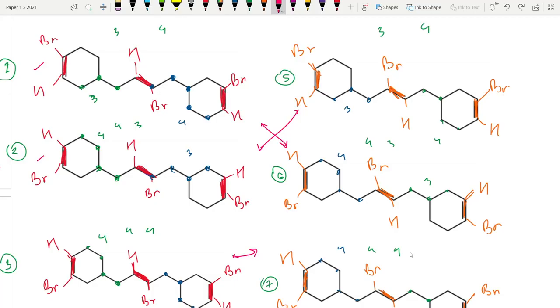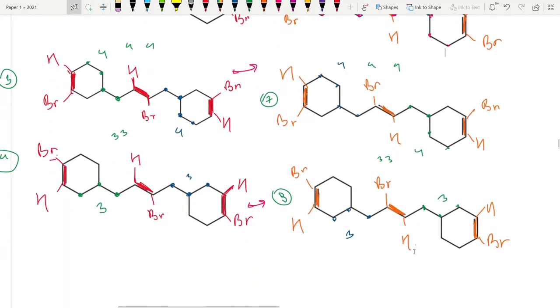Look at this: bromine to bromine, 1 2 3 4 on this side, and here 1 2 3 4. But here look at this: 1 2 3 on this side, and here 1 2 3 4 5 on the other side. Do you guys understand? So these two are actually different. And what about the last two combinations?